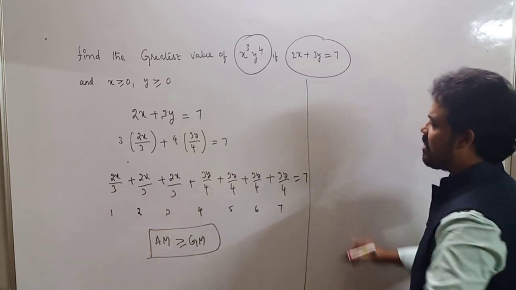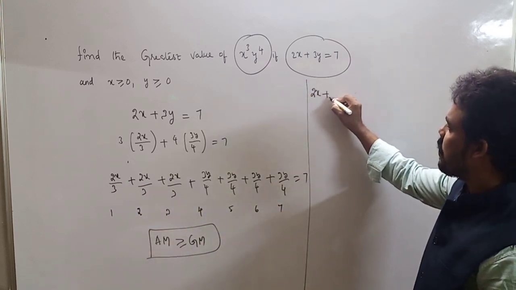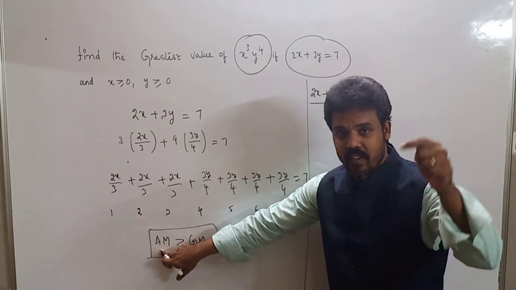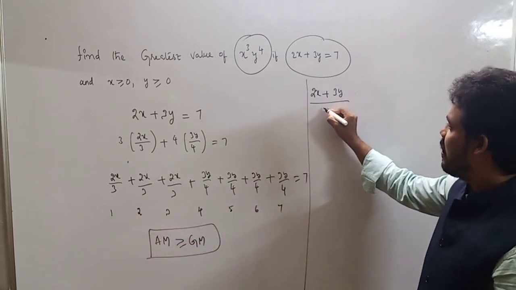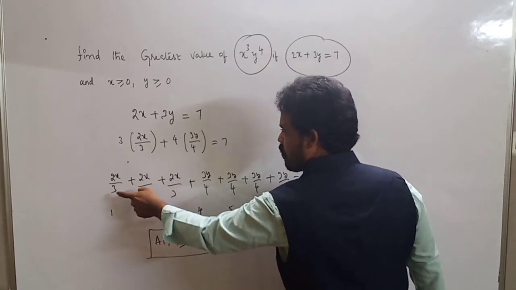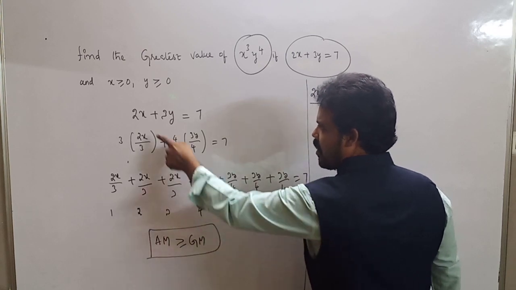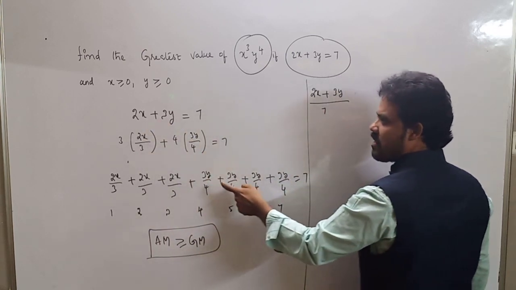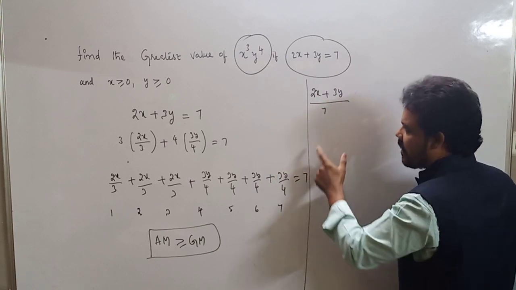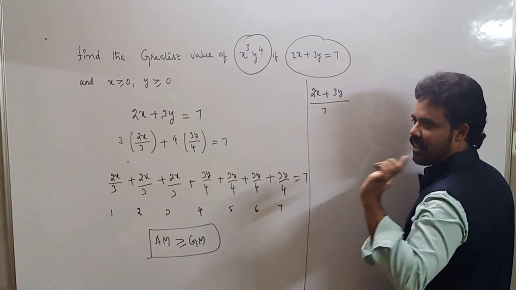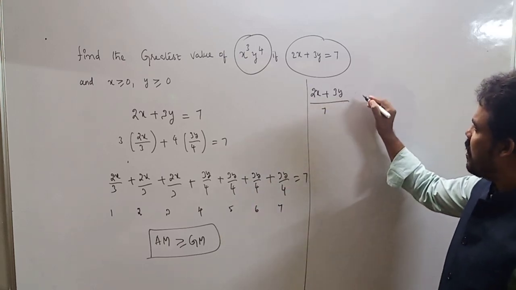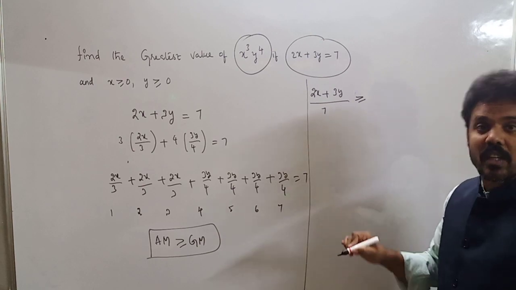The sum of all quantities, nothing but 2x plus 3y, divided by the total number of quantities is the AM. Sum of all by 7. See, again telling my dear students, this plus this plus this is nothing but 2x, and 3y/4 four times is 3y. Instead of writing all the terms, directly I have written 2x plus 3y. Now the AM, the total sum of 7 by 7, is greater than or equal to the GM.